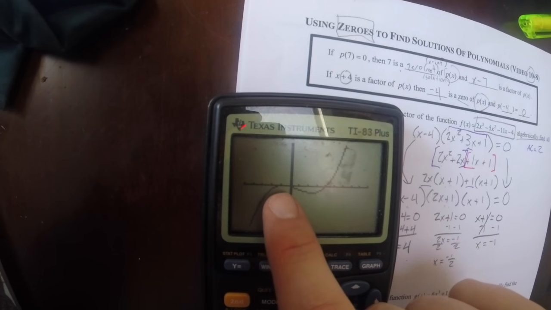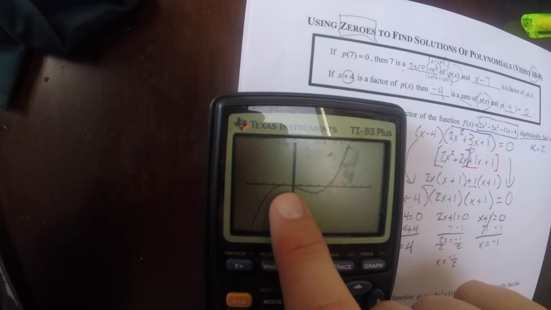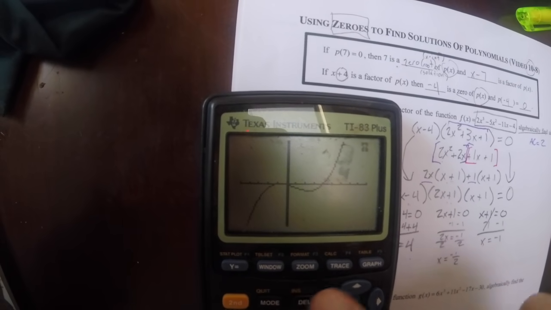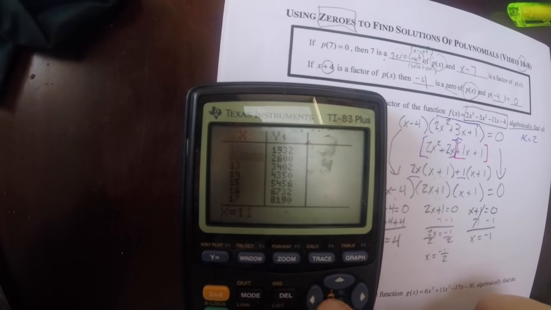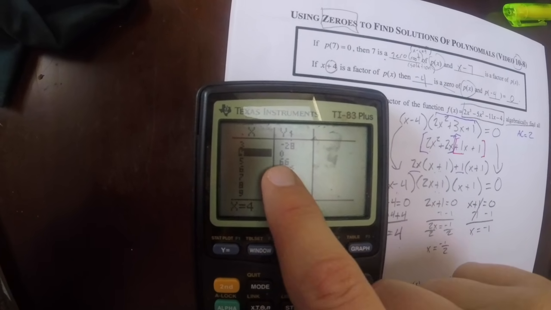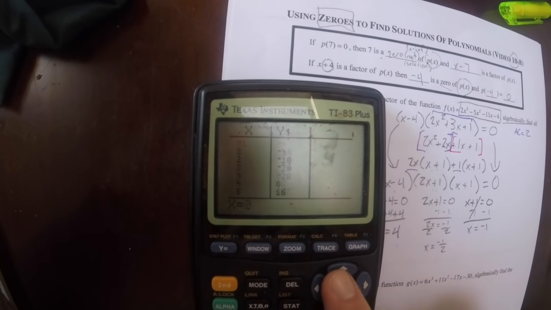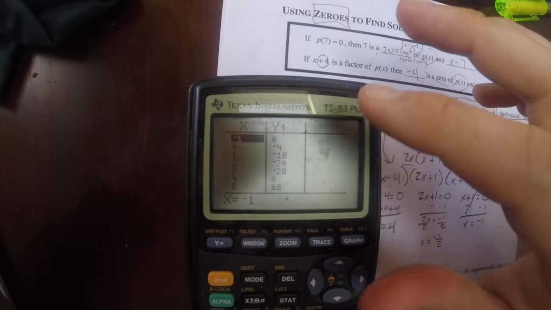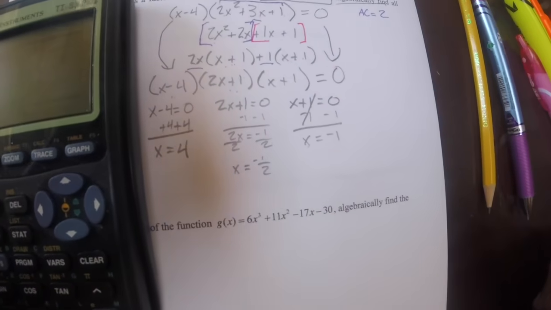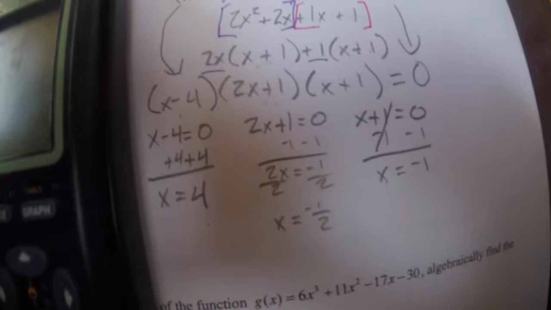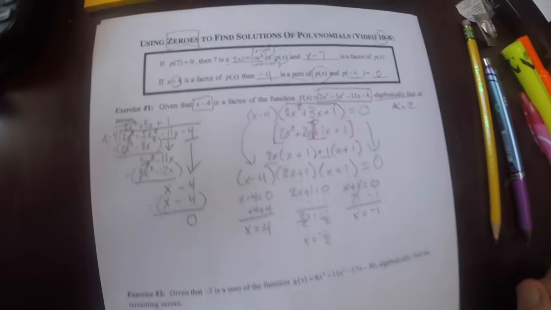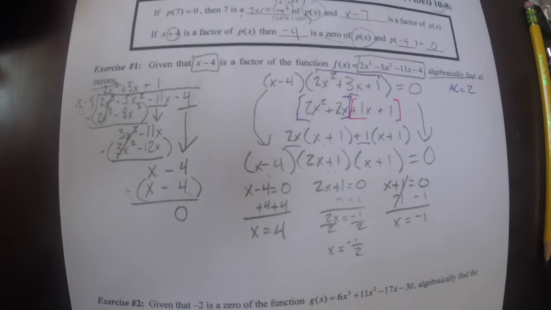It looks like it touches at -1, it touches at -1/2, and it also crosses the x-axis at 4. We can definitely double check that by looking at our table. When x is 4, I have a 0. When x is -1, I have a 0. And if I changed my table set, I would see that when x equals -1/2, I also have a 0. All right. Any questions? Beautiful. Moving on.